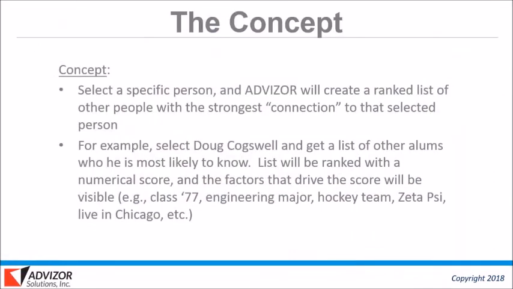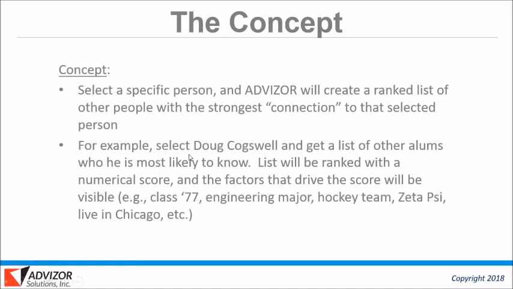And this is most aligned to higher ed, where you have most depth of relational information in the database. And the concept is you select a person, an advisor will create a ranked list of other people with the strongest connection to that selected person. And this is useful, for example, in major giving. If you have a target prospect, you're trying to reach that person, you can figure out who is most likely to know that person, and that would then set up an invite by letter, maybe phone call, or a sit-down lunch or dinner or something to get the dialogue moving.